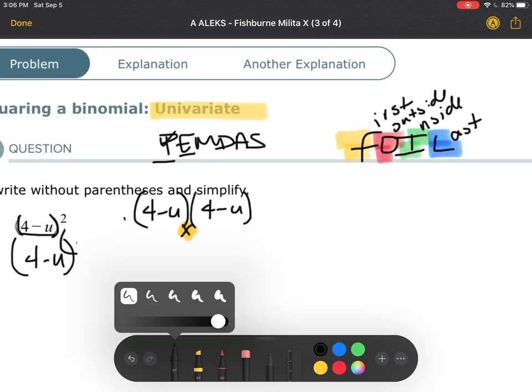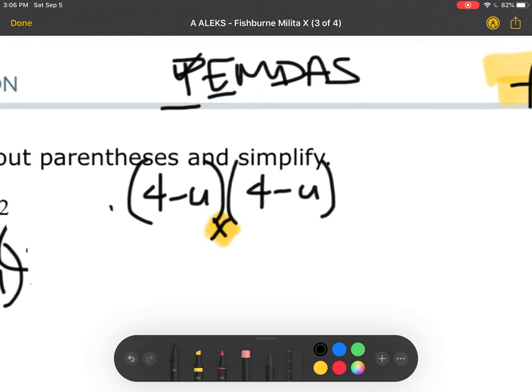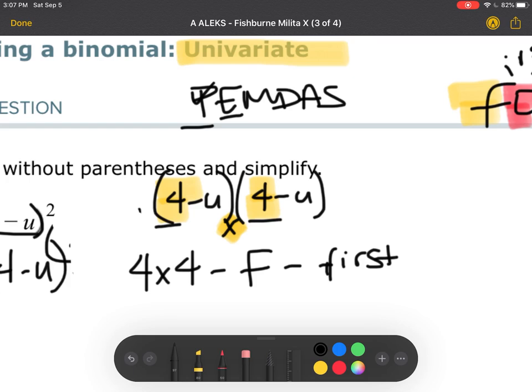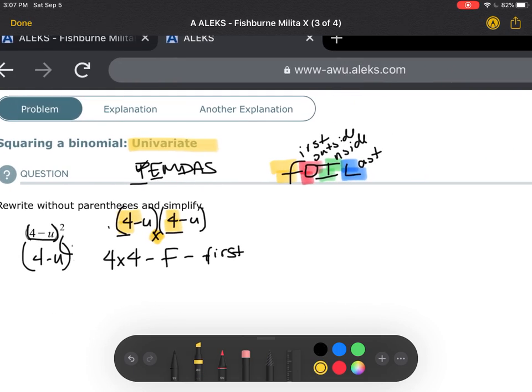Anyway, so first. We're going to look at the first terms in both of these parentheses. So I have 4 and 4, multiplied together. So actually, let me put this down, because some people need this. So 4 times 4, that's the F in FOIL for first, is 16.